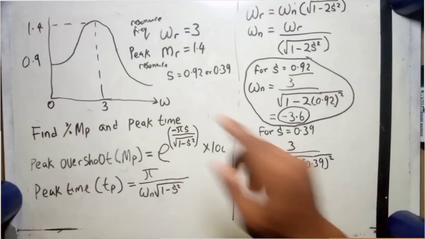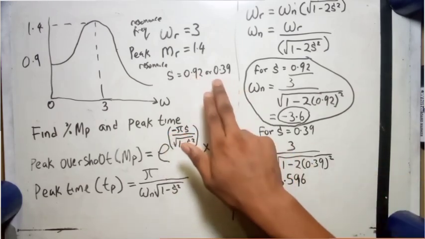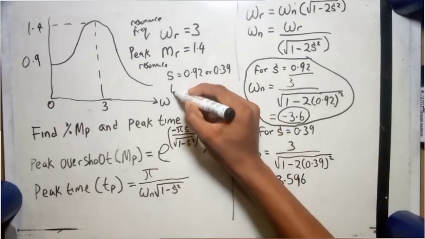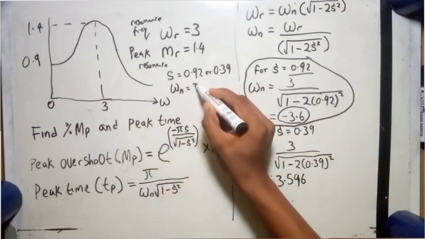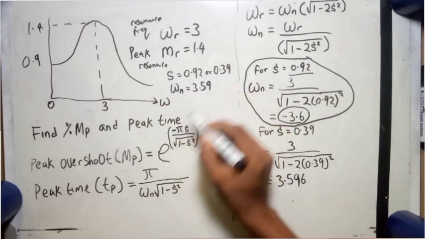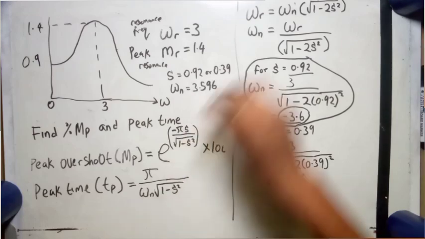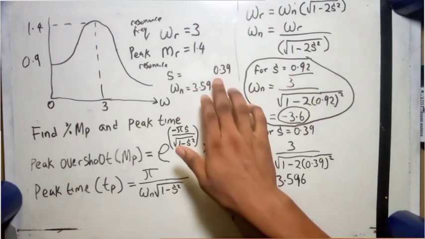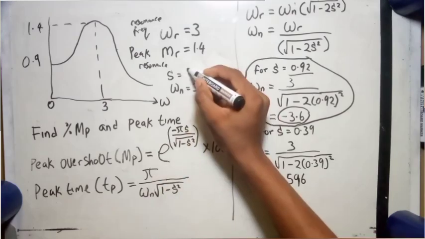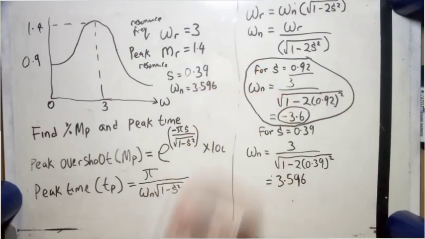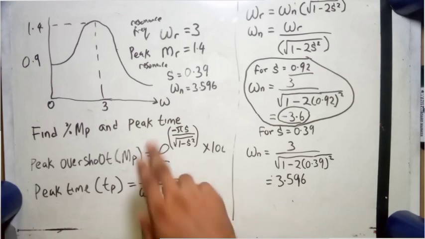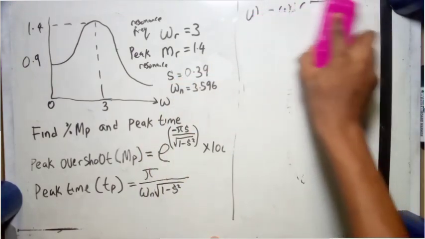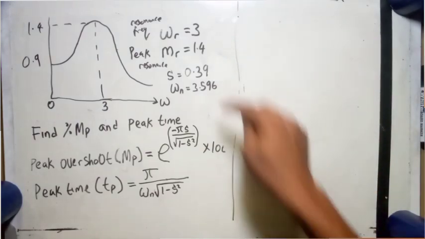Now, what it means, we're not going to be making use of 0.92, but only 0.39. Now, our corresponding value of Wn gave us 3.596. So we won't be making use of the other anymore. So our zeta is 0.39. So we have gotten our zeta and our natural frequency. We have gotten the two main things.